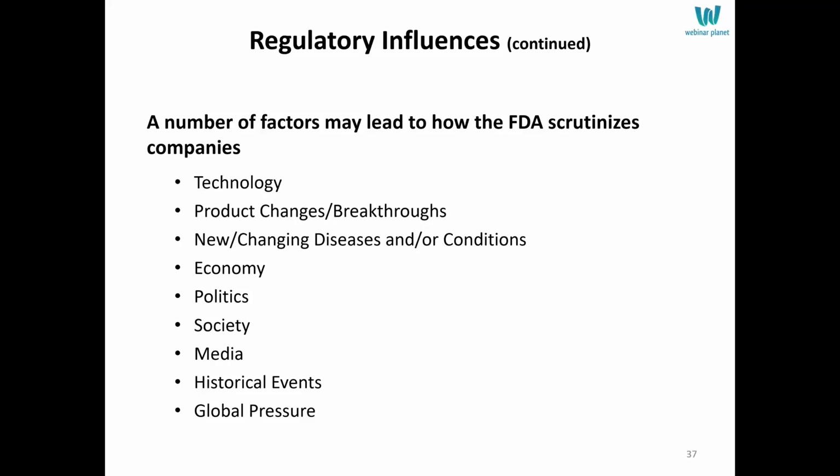Media, how do they portray what's going on? Historical events, have there been issues in the past that are giving some kind of indication that we should be looking for these in the future? And global pressure, where FDA now has to go beyond the US boundary and investigate things that are happening around the world.